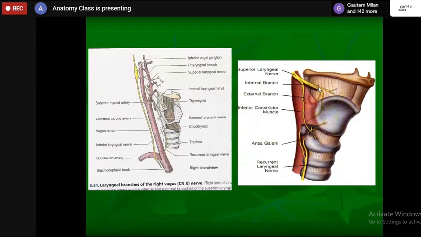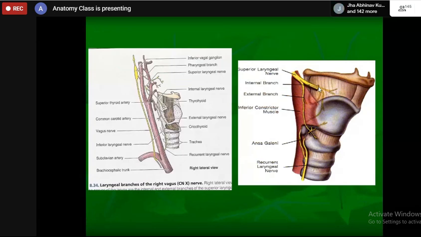Did you understand the piriform fossa? Yes, ma'am. Should I repeat the piriform fossa? No, ma'am. Clear, everyone? Yes, ma'am. Okay.